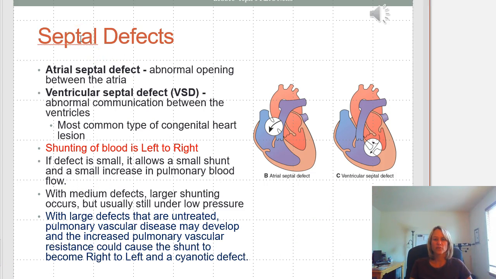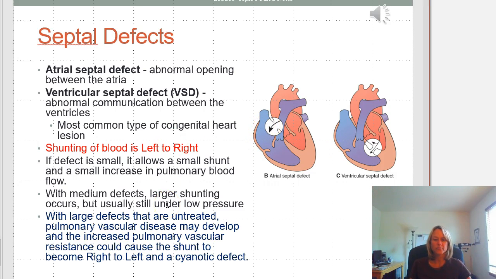Septal defects. These are the most common type of birth defect, particularly the ventricular septal defect. So the septal defects are an abnormal opening either between the atria, as in an atrial septal defect, or between the ventricles, as in a ventricular septal defect. Here the shunting of blood is normally going to be from the left side of the heart to the right side of the heart. So once again, it's acyanotic because oxygenated blood is just getting repumped to the lungs.